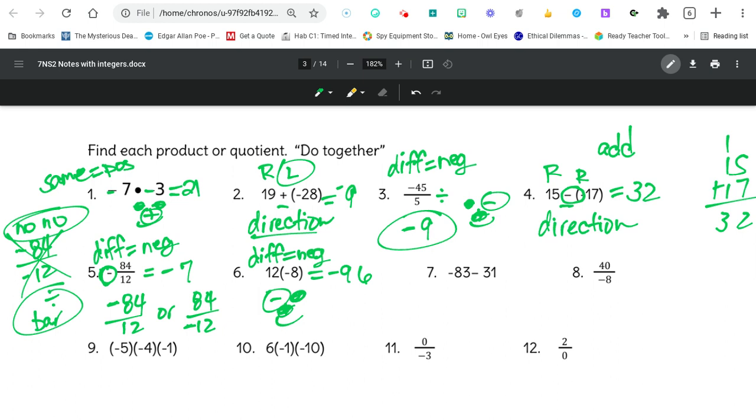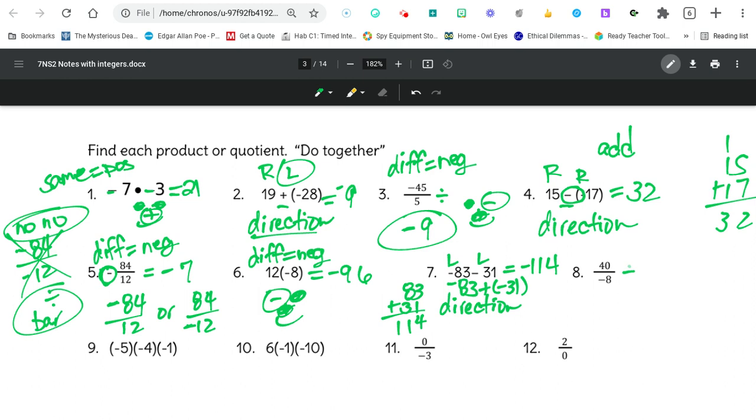Be careful on 7, because on 7, you got a minus sign in the middle, so we got to go back to direction. Again, if you have a minus or a plus in the middle of your two numbers, go back to direction. That's to the left, and that's to the left. Now, if you need to rewrite this in its direction, it's negative 83 plus negative 31. And we will add those. That's negative 114 because it's all to the left.